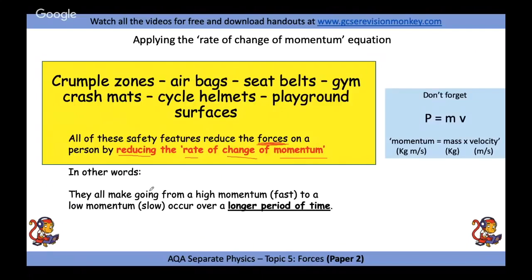In other words, they make going from a high momentum, because don't forget that momentum is mass times velocity, to a low momentum occur over a longer period of time. So whenever you crash, you're going to have a high speed down to hopefully 0, but you want that to occur over a long period of time. So let's see how we do that.